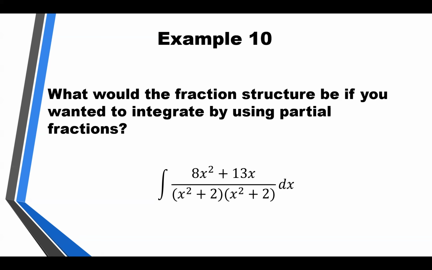X squared plus 2 as a quadratic does not factor over the real numbers. It's also imaginary, so it factors over the complex numbers, but doesn't factor over the real numbers. But we also have 2 copies of them. So what would we do if we had 2 identical copies of quadratics that did not factor?